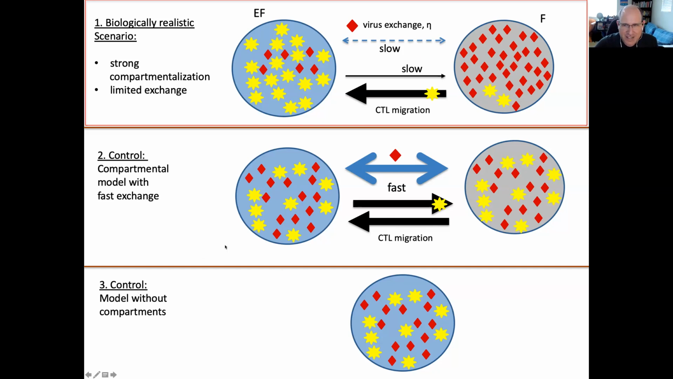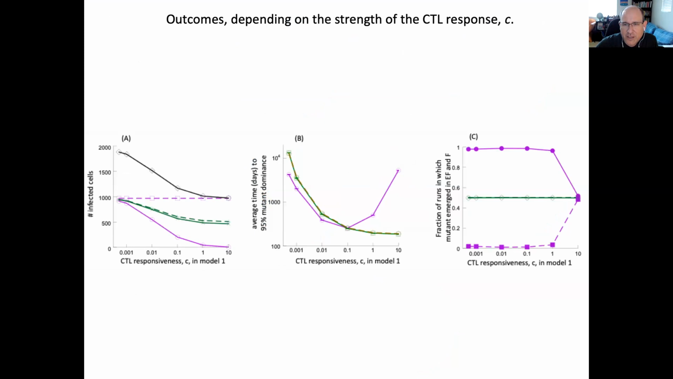And 2 and 3 are basically identical, because if they mix very fast between the two compartments, that behaves identical to a single compartment model. So let's check this out. And so these are simulations of this model, the Gillespie simulation.